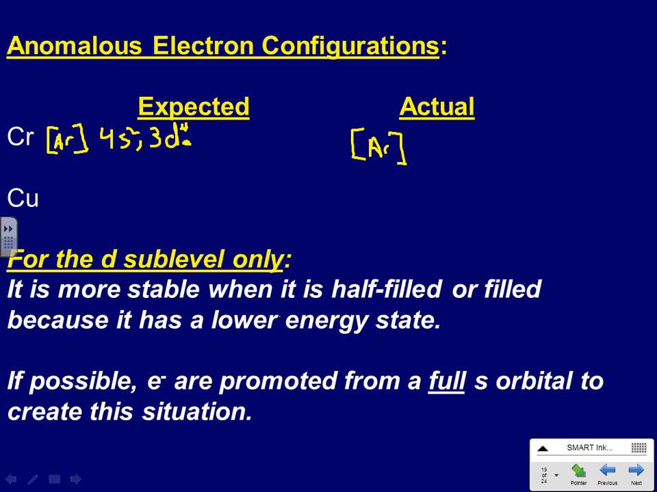Has anybody located it on the periodic table and found the actual one? Sean, what do you got? Yeah, and I'm going to write it as 4s1 just to put it in line with what we've done, and 3d5. Excellent. And that's what it says on the actual periodic table. So what has happened here? Well, for some reason, one of the electrons in the 4s orbital has been promoted to the 3d orbital. Even though the 3d orbital is of higher energy, it has been moved up for some reason.